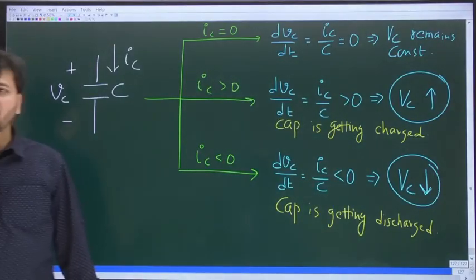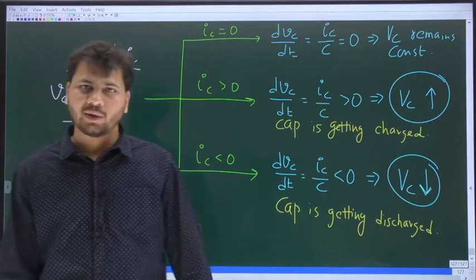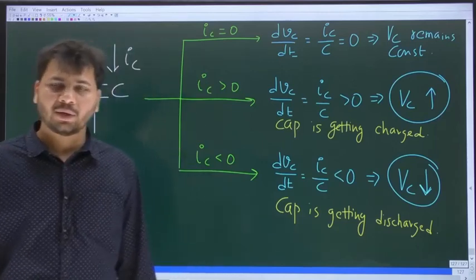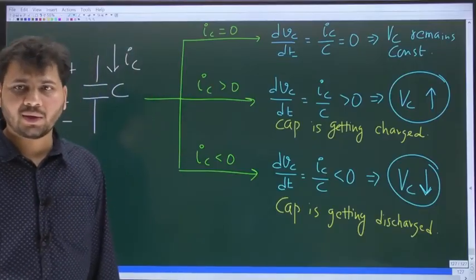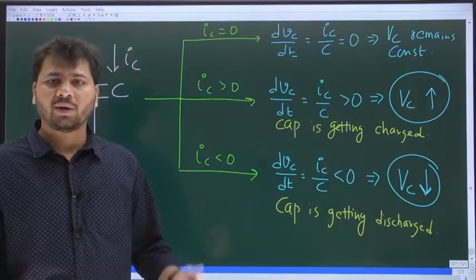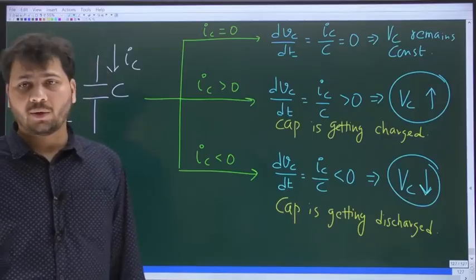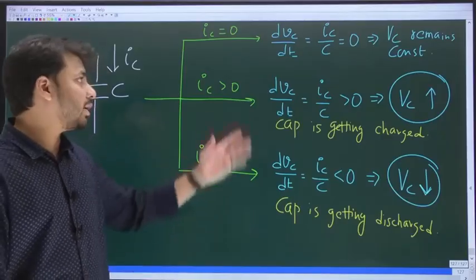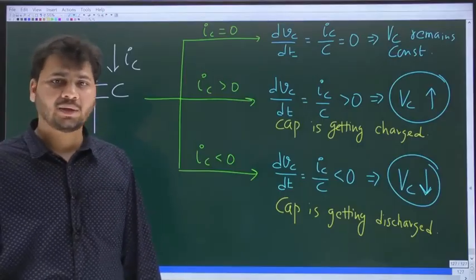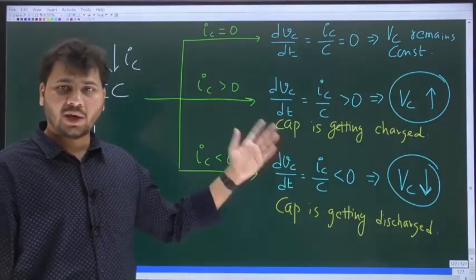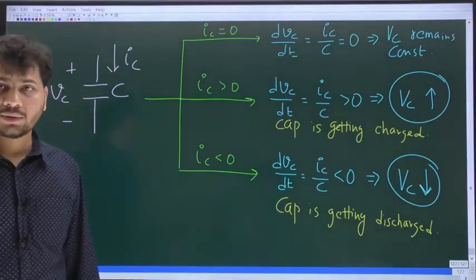So for any capacitor, you always have only three possibilities. What are the three possibilities? The cap voltage will remain constant. When will that happen? When the current through the cap is zero. And the other two possibilities: either the cap can get charged or it can get discharged.